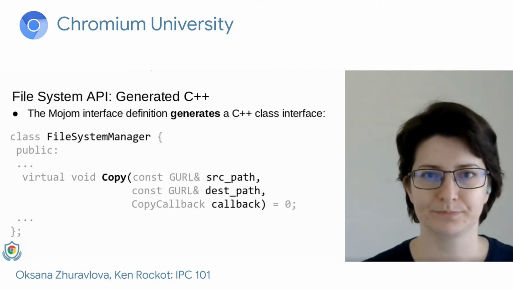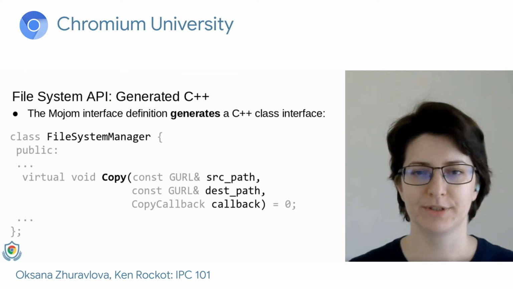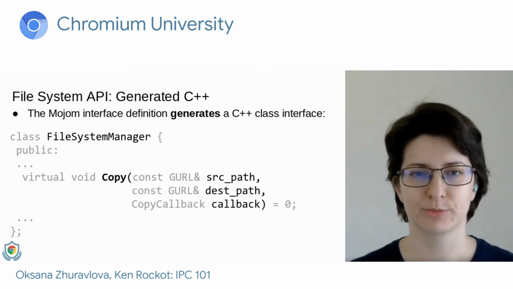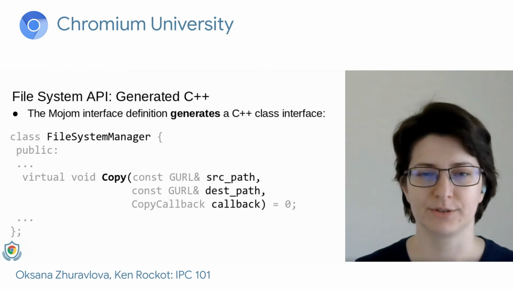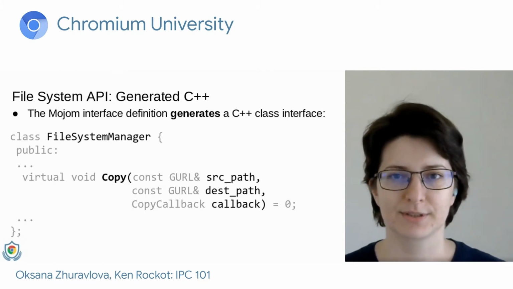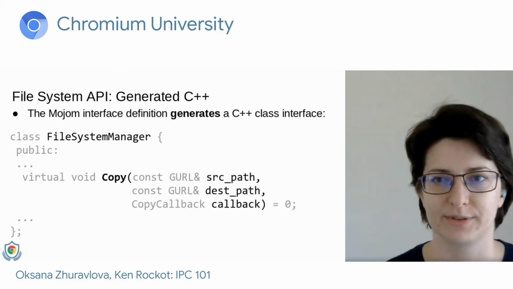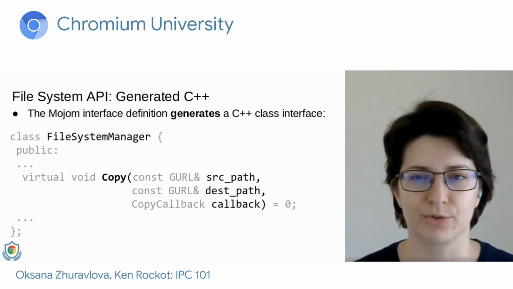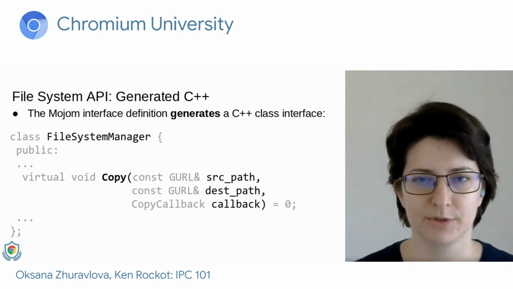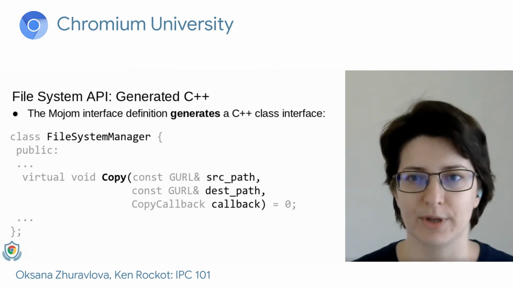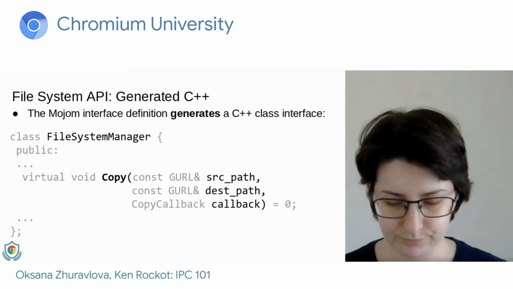So the C++ code is generated from the Mojom IDL during the build process. Let's take a look at the generated code for the file system manager interface. Among other things, this class has a pure virtual copy method, which any implementations must override. The method has a source path and destination path input parameters, and it also takes a callback to run on the return value.